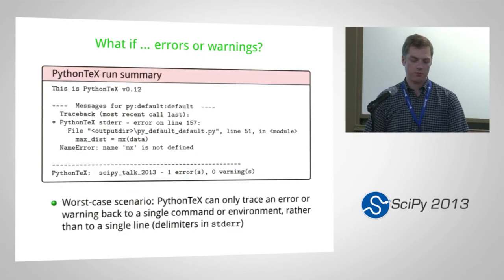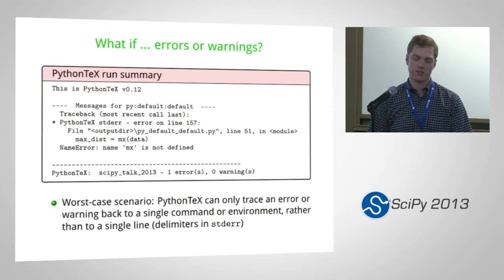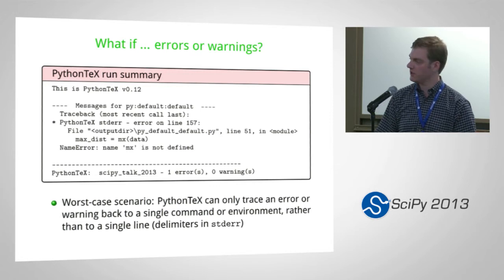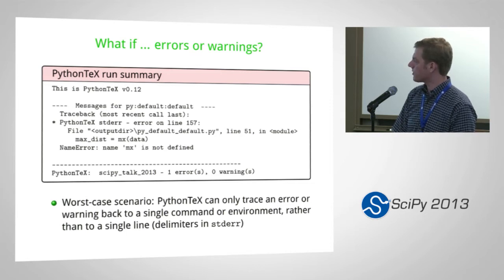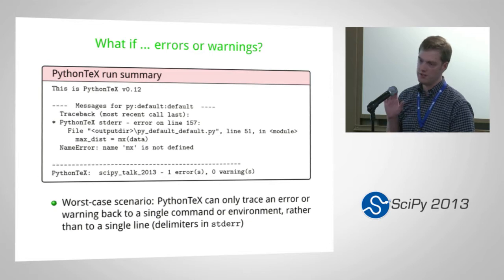But the really useful part for debugging is that when the PythonTeX program runs, your output will look something like what I have here. And what that's giving us is the raw standard error coming out of the temporary script that was executed. In this case, the temporary script was PyDefault. And then interspersed with that, there's the line that starts with the asterisk. And that's telling us where in the document the error occurred. So we just scroll back to line 157 in the document. That's where the error happened. We can go ahead and fix it.